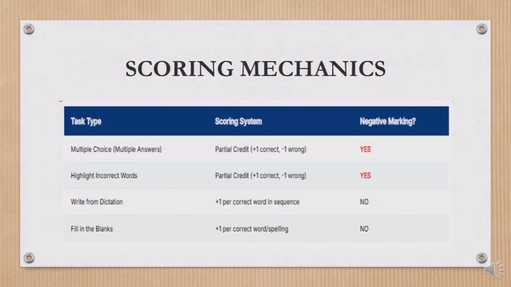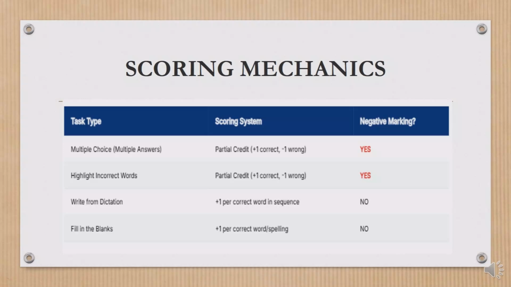Scoring mechanics for listening modules. I have listed this in a table. For multiple choice, multiple answer questions, for every right choice you make, you get a +1. But if you make a wrong choice, your +1 will be reduced to 0. So you should be carefully answering these questions. And if you're not sure of the option, just leave it blank. Answer the ones that you're sure of.